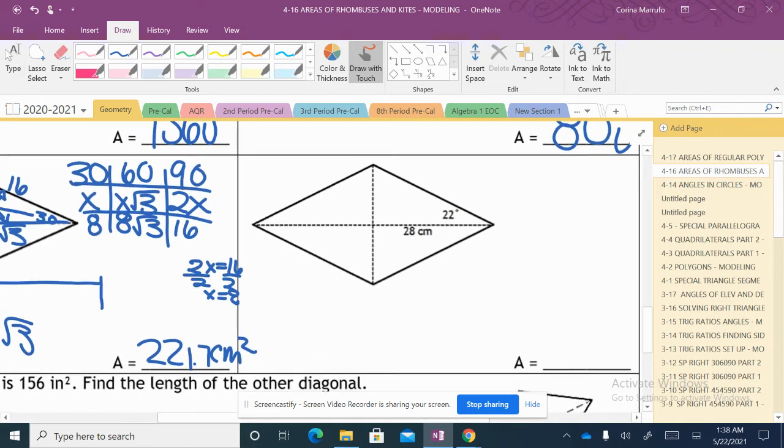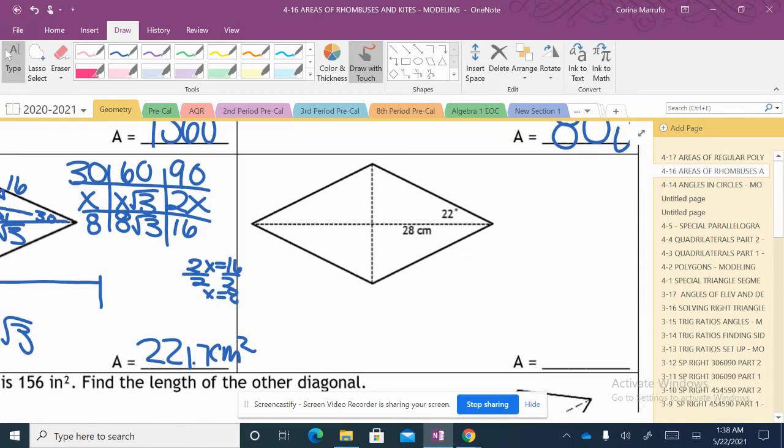Okay. This next one is a little bit different. It gives me a 22-degree angle. So this is not my special right triangles. This is going to be my, what is it called? My SOHCAHTOA. Okay, but first they give us that this little piece is 28, so that means that this side is also 28. Okay, so from here to here, 28 plus 28 is going to give us 56.